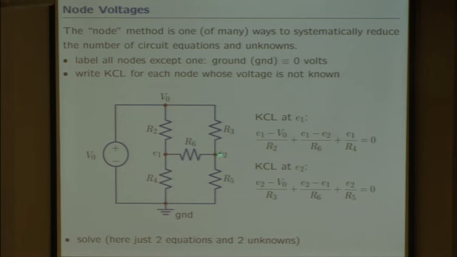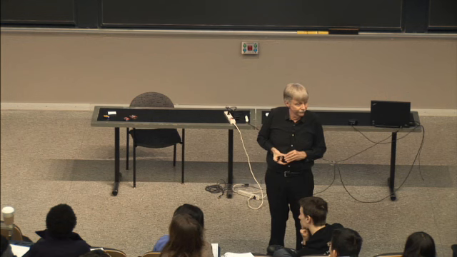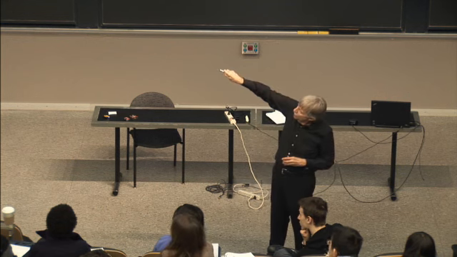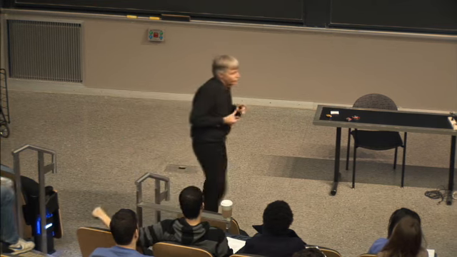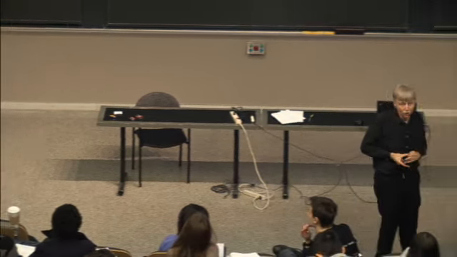Analogously, the sum of the currents at this node must be 0, and the equation looks virtually the same. Because V0 is known, so it didn't add an unknown. V0 was set by the voltage source. So I have two equations, two unknowns, solved, done. So rather than solving 12 equations and 12 unknowns, I can do it with two equations and two unknowns. That's called the node method.